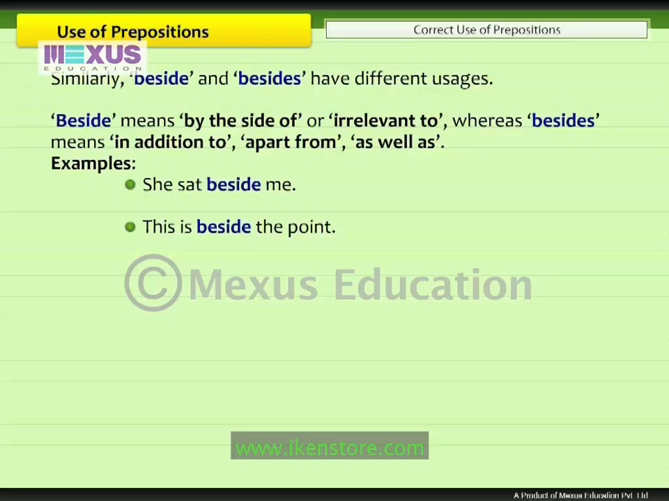Take a look at the last example. Besides, we are already here. The preposition besides is used to add more information.